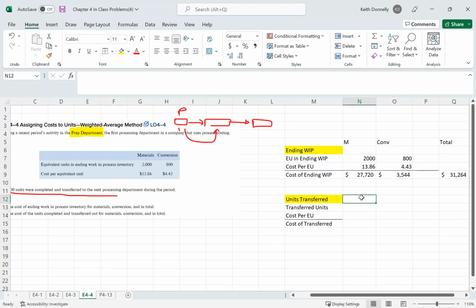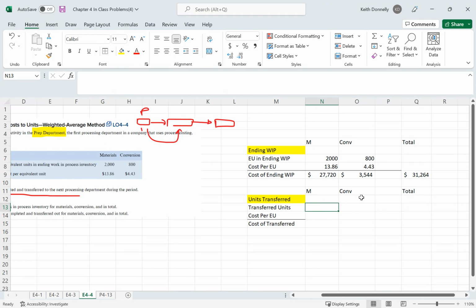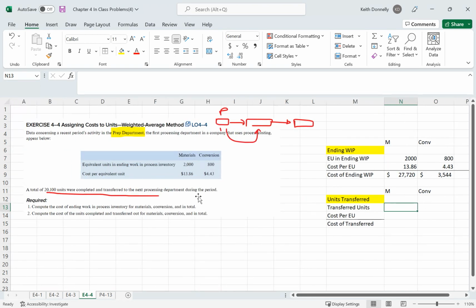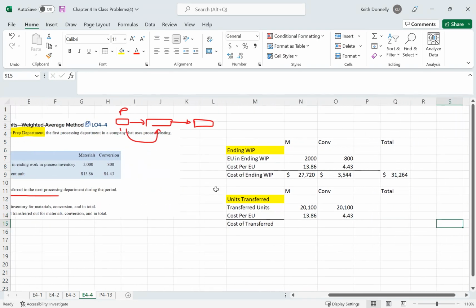And we need to do this for materials, conversion costs, and in total. We go over here. What we can say in this case is it looks like we sent out to the next department 20,100 units. In the cost per equivalent unit, they've given us 13.86 and 4.43.